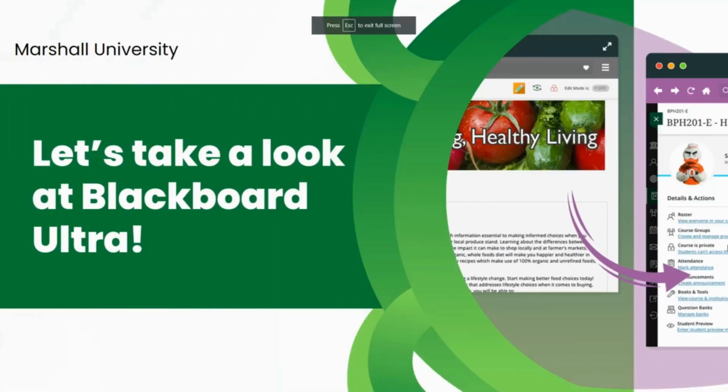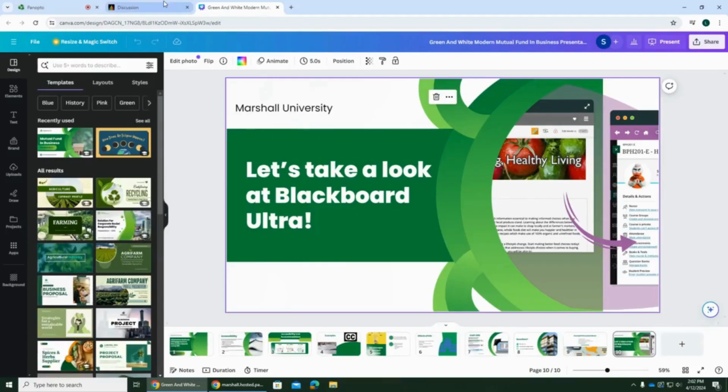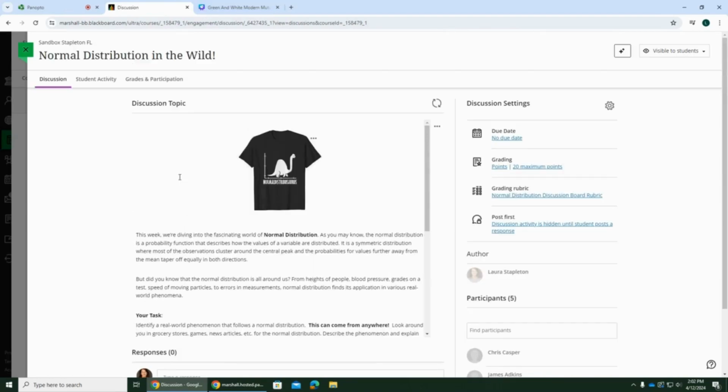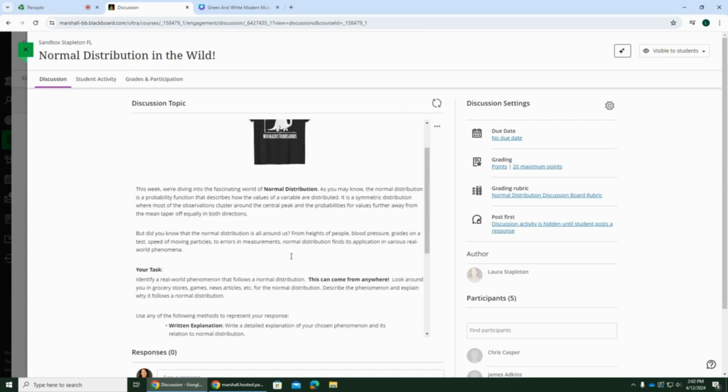All right, so let's take a look at a discussion board. So here's one which I call Normal Distribution in the Wild. I've tried to give it a fun name and a fun image to kind of draw students in. Here you'll see that there's a dinosaur that has its back shaped like a normal distribution. But I indicate that we're going to talk about normal distributions, and I give them some ideas of where they can be found around us.